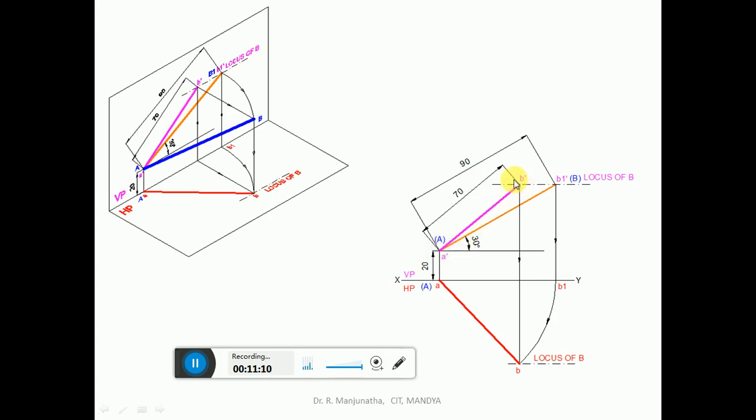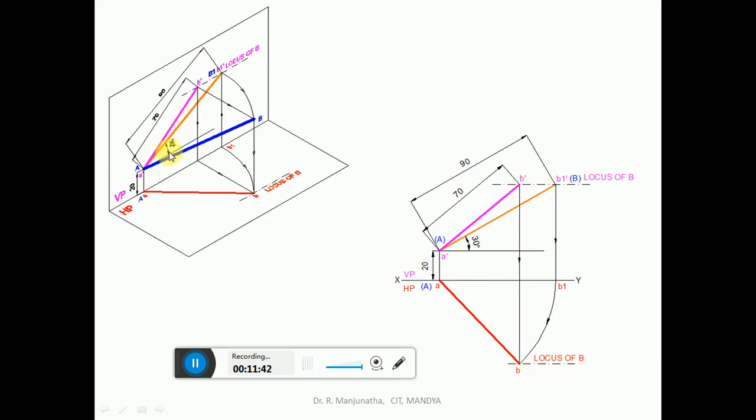Now draw a vertical projector to the top view, wherein the top view of the point B should lie on this end projector. We know the front view line is in true length, so the top view of the line should be parallel. From B1 dash you draw a vertical projector, so that since A is in VP, B1 is also in VP. With A as center, take the radius AB1 and draw an arc such that it cuts the end projector at this point, small b. So join capital A to B with a dark line. You are going to get the locus of B in the top view.